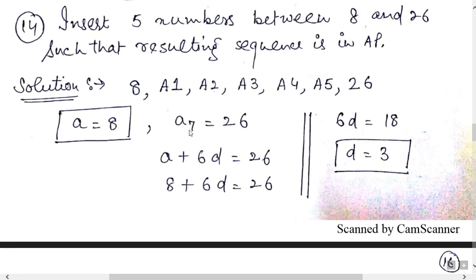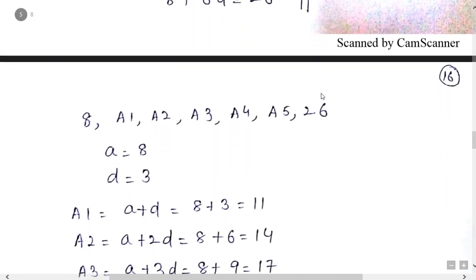Total is 7. What about A7? It can be written as A plus 6D. And what about A? This value is 8. It means you can find out the value of D. 6D is 18 and D is equal to 3. Now what about A1? A1 is basically the second term. It means you can write A plus D, then A plus 2D, A plus 3D, A plus 4D and A plus 5D. Let us check.